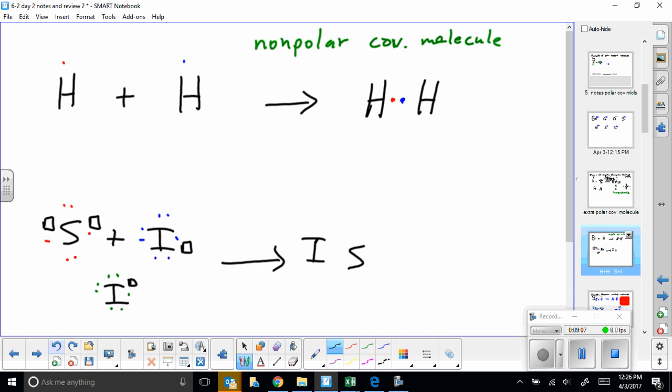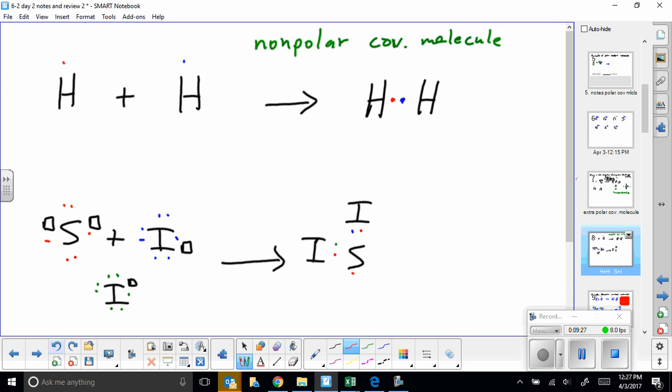And you can just draw it bent. Don't draw it in a line, but draw it bent. So we're going to draw 1 iodine there. We're going to draw the other iodine there. And this iodine says, I'll share 1 with sulfur. And sulfur says, I'll share 1 with you. And the other iodine says, I will share 1 with you. Sulfur, if you'll share 1 with me.